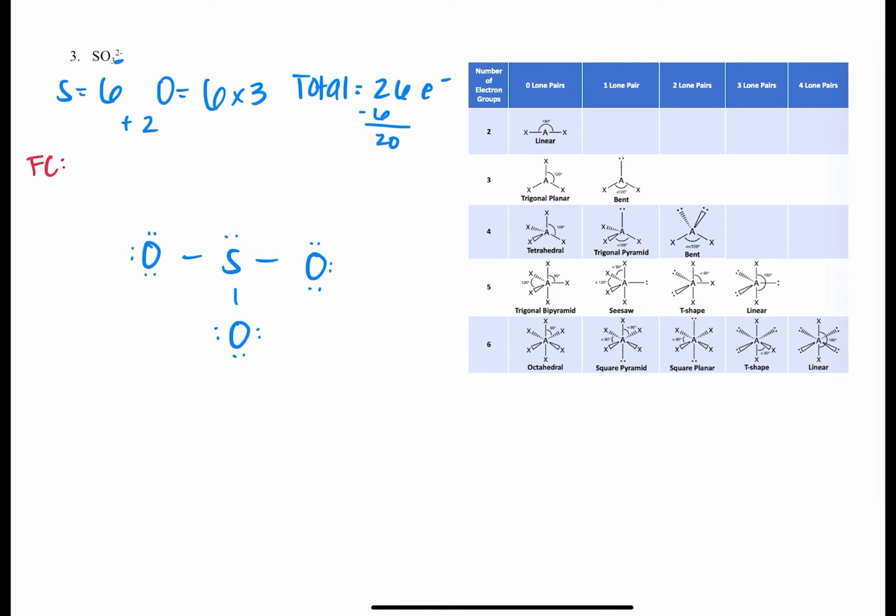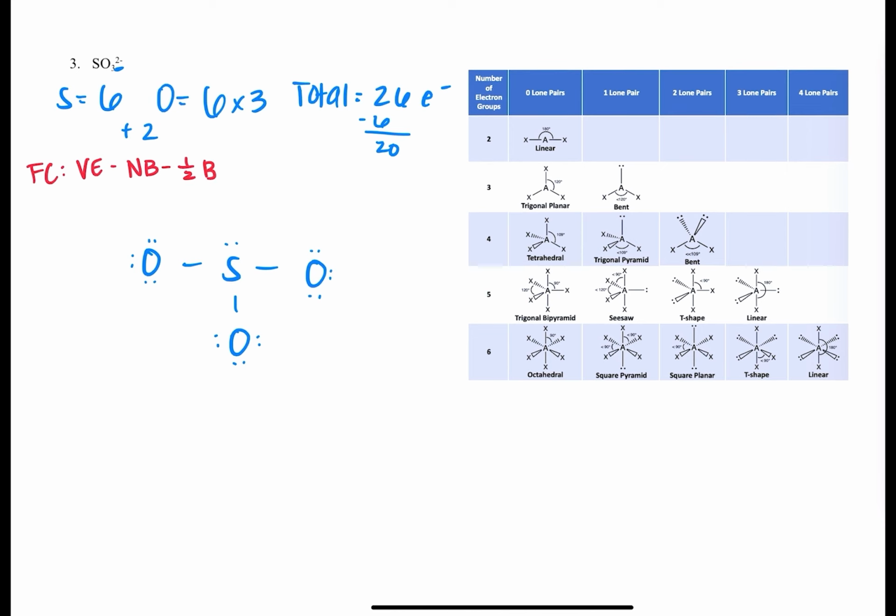Recall, formal charge is the number of valence electrons minus non-bonding electrons minus 1/2 bonding electrons. So for our sulfur, it has 6 valence electrons, minus those 2 from the lone pair, minus 1/2 of 2, 4, 6, those 3 bonds that surround it. So that leaves us with a +1 charge.